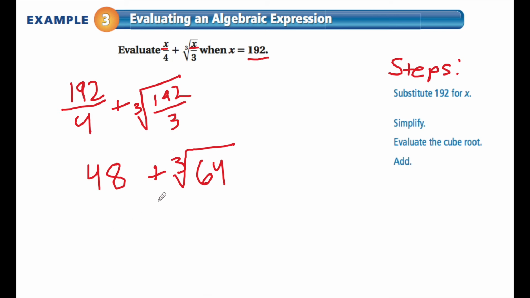Well, the cube root of 64 is 4. So we have 48 plus 4, which is going to give us a final answer of 52.